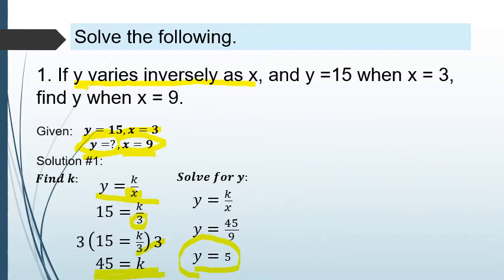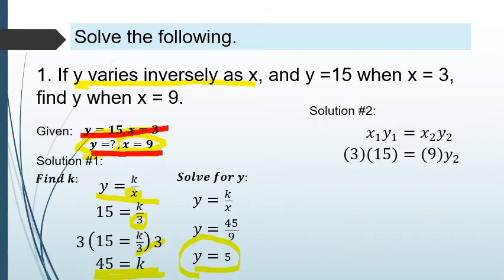So, ano yung isa pang way ng pagsusolve ng ganitong problem? So, for solution number 2, pwede natin gamitin yung sa proportion. Okay, gagamitin natin ang x of 1 times y of 1 equals x of 2 times y of 2. Ito ang x of 1 and y of 1. So, ito naman ang x of 2 and y of 2. I-substitute lang natin sa given. Magkakaroon tayo ng 3 times 15 equals 9 times y of 2. Kasi nga, hinahanap natin ang value ng y of 2.